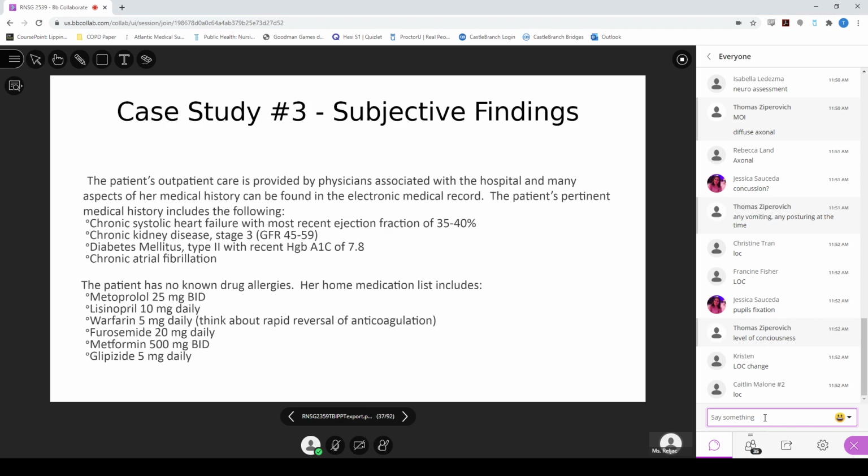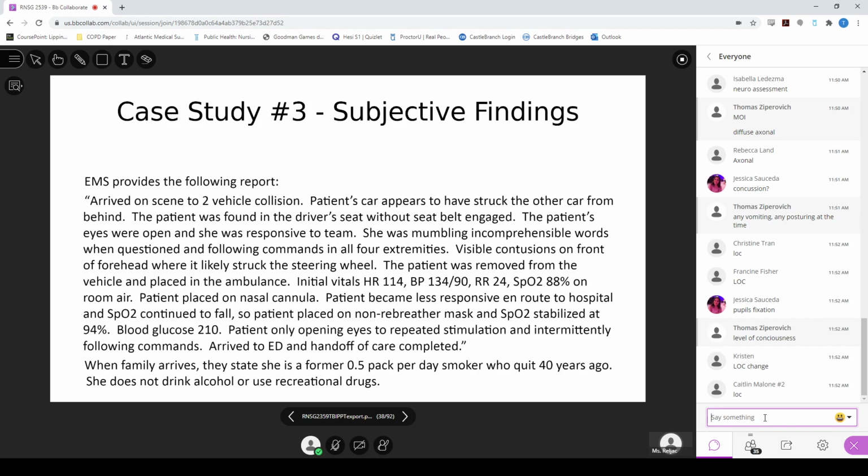Now we're going to go to our EMS report. So they provide the following report. They arrive on the scene to a two-vehicle crash or collision. The patient's car appears to have struck another car from behind. The patient was found in the driver's seat without her seatbelt on.